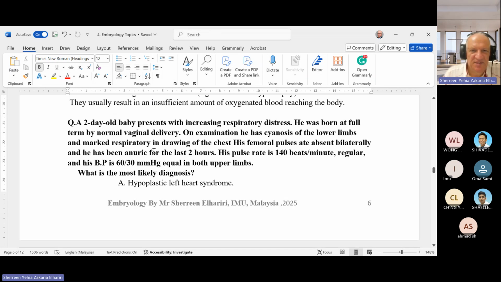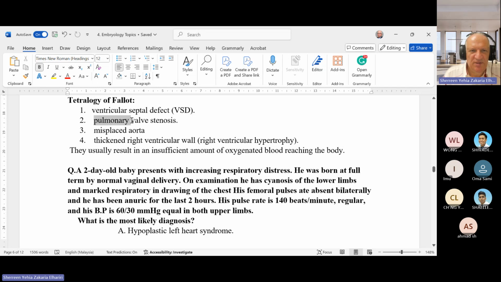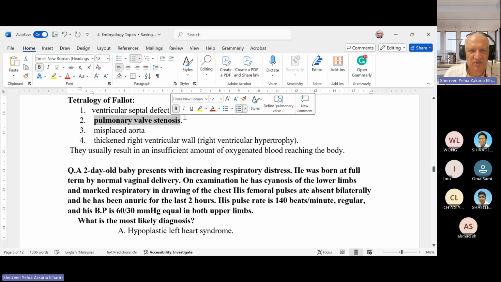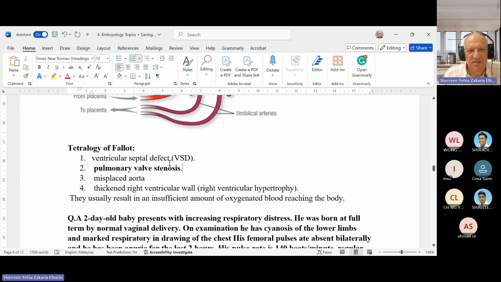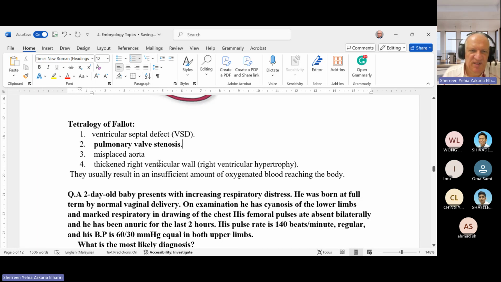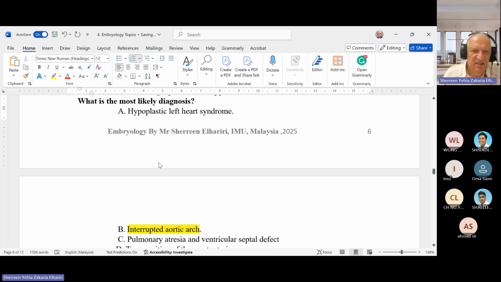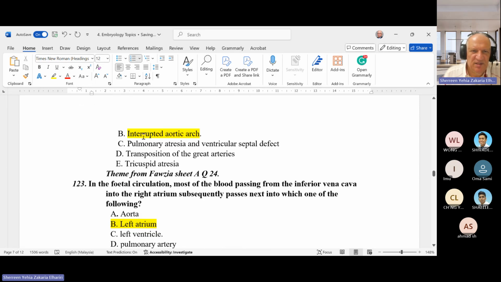So if you see here, they did not mention pulmonary stenosis, no pulmonary valve stenosis. If they don't mention pulmonary valve stenosis, we call it interrupted aortic arch. If they have pulmonary stenosis, we call it complete or tetralogy of Fallot, or F4. So it is just a little differentiation between tetralogy of Fallot and an abnormal aortic arch or interrupted aortic arch.